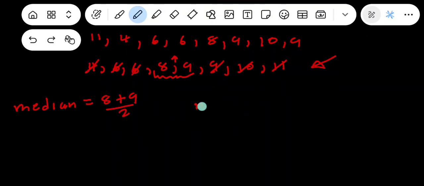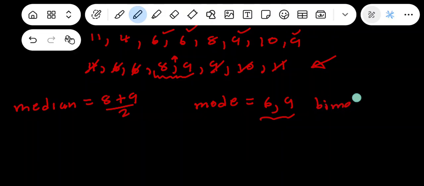And of course, we can find also the mode, the number that appears most, the number that repeats itself. We can see here 6 appears twice. We also have 9, and 9 appears twice. So it's 6 and 9. This is the mode. This is bimodal because there are two modes.